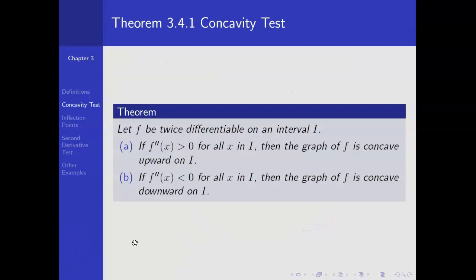And now we get to the concavity test. So this is theorem 3.4.1, and the concavity test just uses the second derivative to tell us when the function is concave up or concave down. So if the second derivative is positive, then the graph of f is concave up. If the second derivative is negative, the graph of f is concave down.